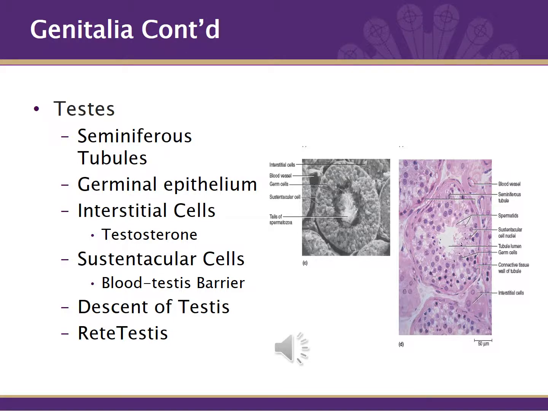Between the seminiferous tubules are found interstitial cells. These are small clusters of cells that produce a hormone called testosterone. This is the male primary sex steroid.